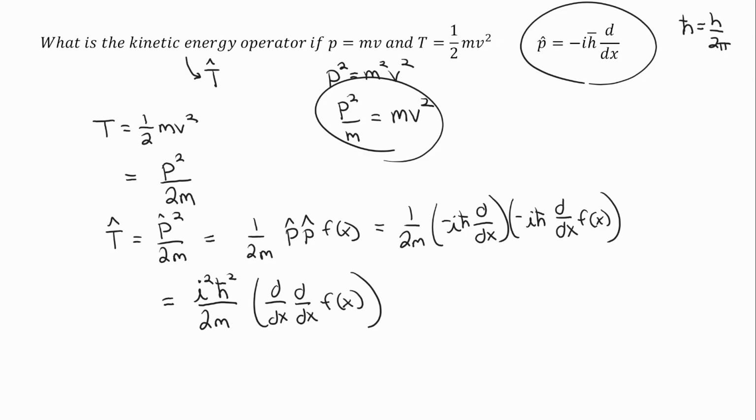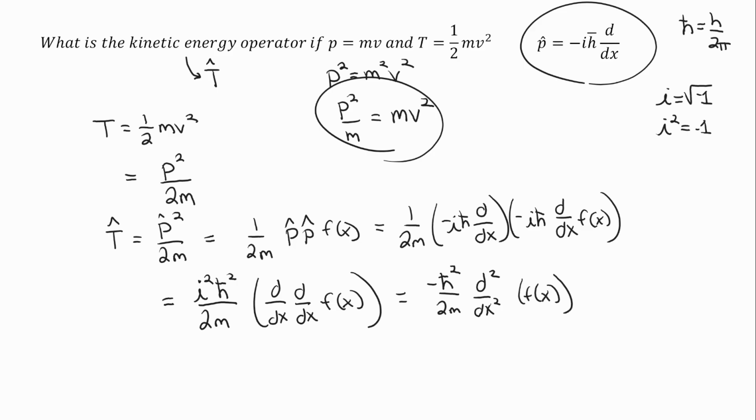And like we talked about before, it's the same thing as saying the second derivative. And as we know, i is the same thing as saying the square root of -1. So i squared is the same thing as saying -1. So if we apply that rule, we'll see that the kinetic energy operator is the same thing as saying minus h bar squared all over 2m, applying d over dx squared, multiplied by our f of x.